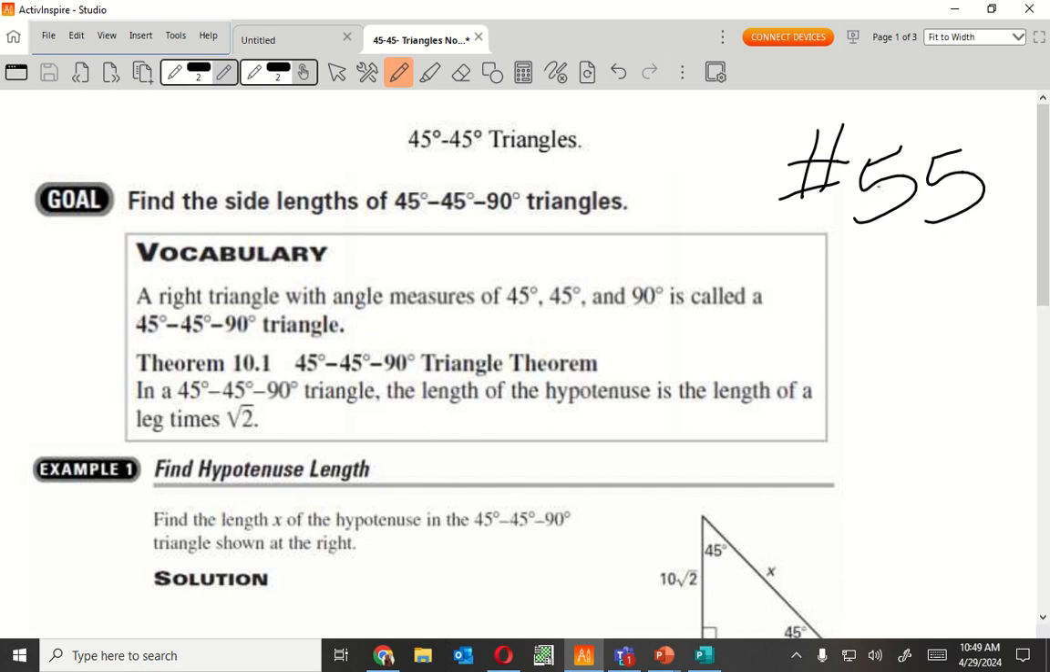A right triangle with the measures 45, 45, 90 is called a 45, 45, 90 triangle. They are special right triangles. Theorem 10.1 says in a 45, 45, 90 triangle, the length of the hypotenuse is the length of the leg times rad 2, the square root of 2. Would you like me to translate that for you? From Mathanese into whatever you guys speak.